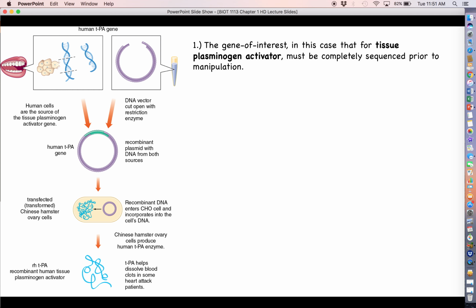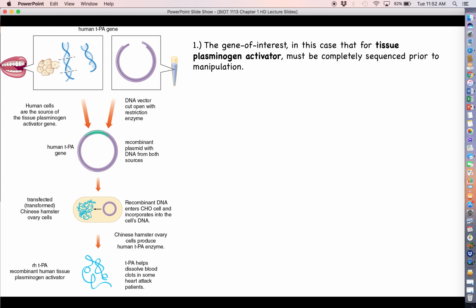So let's look at another example. This example is not only going to back up what we were just talking about with bioengineering, but it will give us a better idea of what the step-by-step methodology is here. This time our gene of interest is tissue plasminogen activator. It is an enzyme that is very effective at dissolving blood clots. So in a medical setting, you can definitely imagine a lot of utility for something like that.